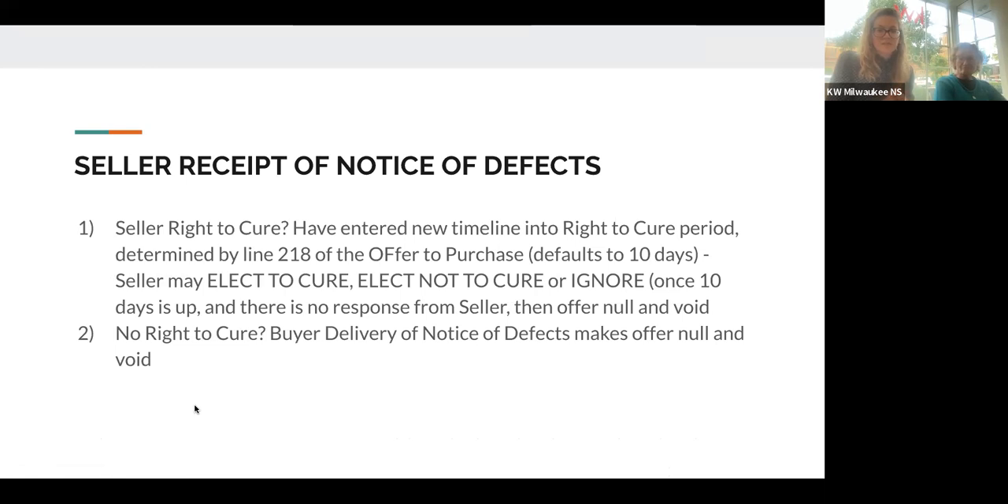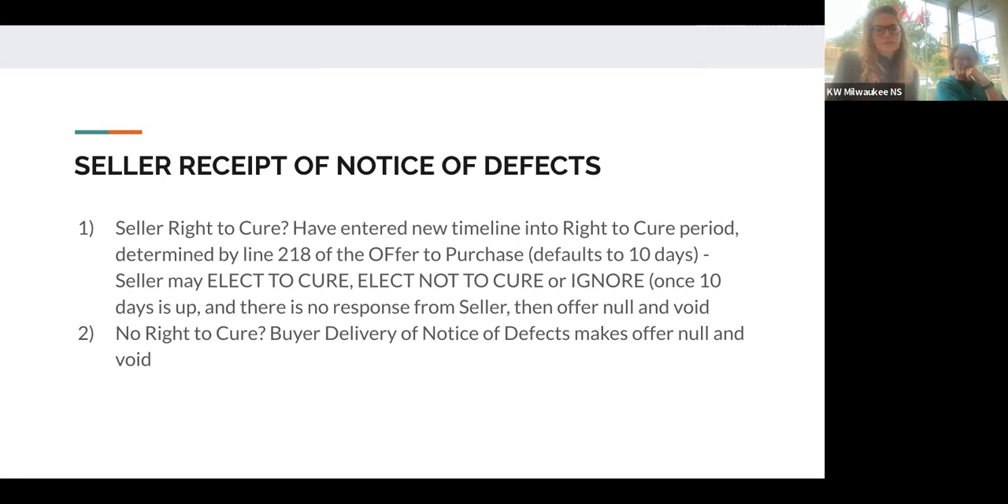So if the seller has the right to cure, we've received this notice of defects, and now we're going to enter into our right to cure period, which is determined by line 218 of the offer to purchase. It defaults to 10 days. Now they have 10 days to respond and say that they elect to cure, they elect not to cure, or they ignore the notice of defects altogether. If they ignore the notice of defects altogether, once this 10 days is up and there's no response from the seller, then the offer is automatically null and void.